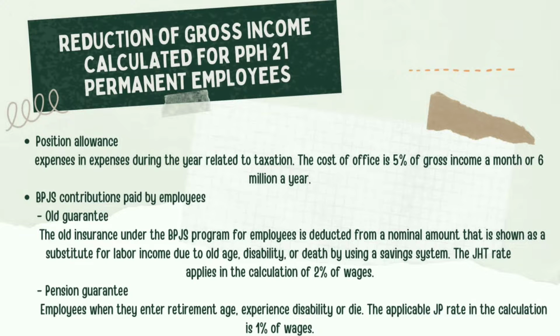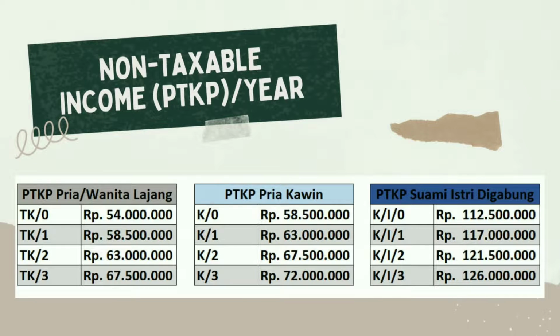Number 2 is BPJS contribution paid by employees. Old age guarantee, the insurance under the BPJS program for employees, is deducted from a nominal amount that is shown as a substitute for labor income due to old age, disability, or death by using a saving system. The rate applied in the calculation is 2% of wages. The next is pension guarantee. Employees, when they enter retirement age, experience disability, or die, the applicable rate in the calculation is 1% of the wages. Okay, next is non-taxable income or PTKP per year.